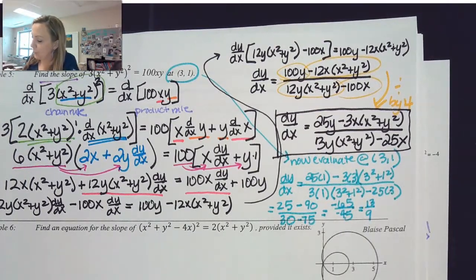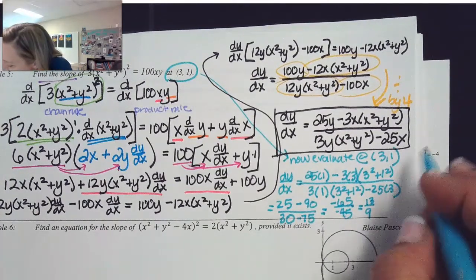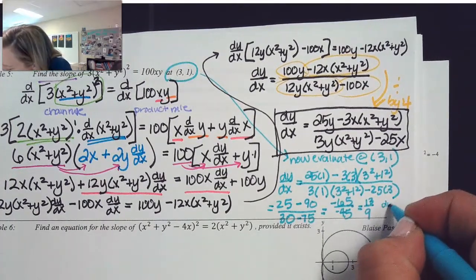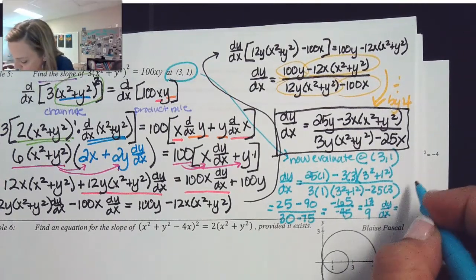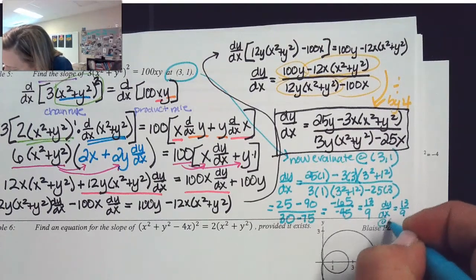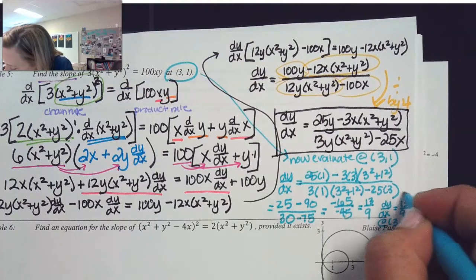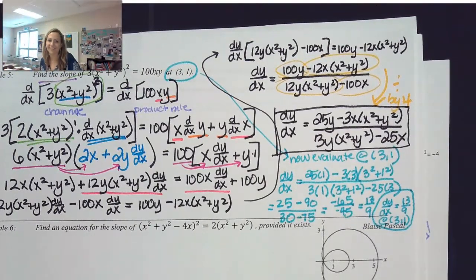Okay, so the moral of the story, I have nowhere to write, is that the derivative of y with respect to x, or the slope, is going to be 13/9 at that point 3, 1. Remember, it's not always 13/9. That's just the slope at that specific point. So don't write so big, I guess. Okay. All right, almost done with this part, okay?